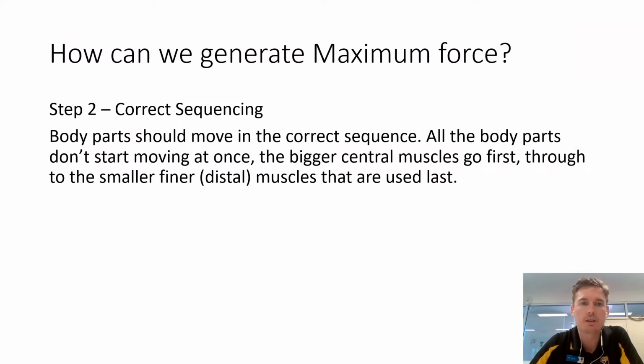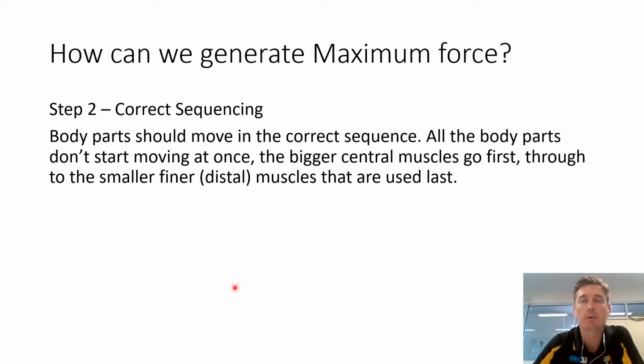So step 2 is correct sequencing. Body parts should move in the correct sequence. All the body parts don't start moving at once. The bigger central muscles go first through to the finer muscles that are used last. Now distal means that they are the muscles furthest away from the center.